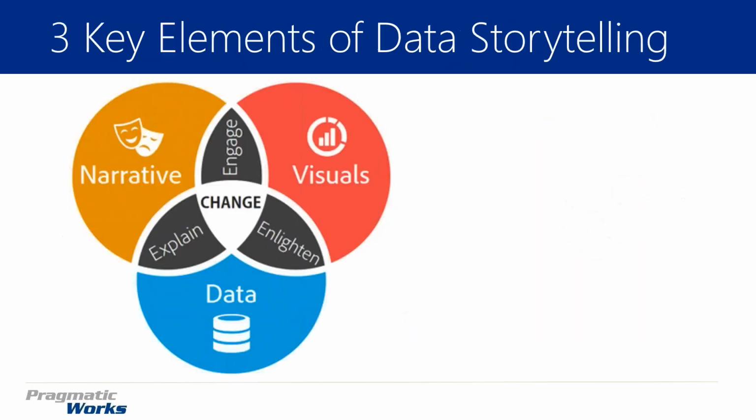So in terms of the elements of data storytelling, of course, we start with the data, right? What's happening? Those are our facts. That's where we want to go to start. And then we pull out the narrative. What is really being said? What's important? Why does this matter? What's the most important information?